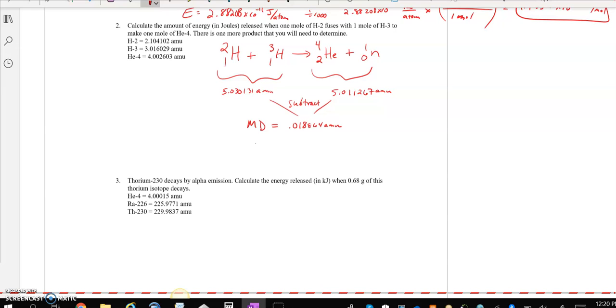At this point we can find the energy by doing E equals mc squared. Our mass is 0.018864 AMUs. Conversion factor.